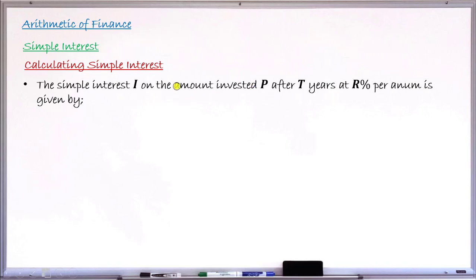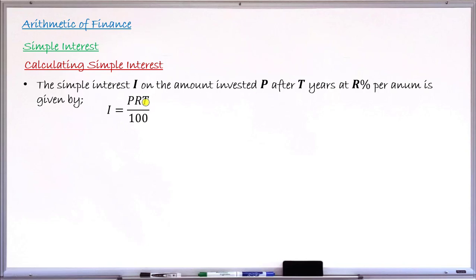The simple interest, denoted by capital letter I, is given by this simple formula: I equals PRT all over 100. That is P times R times T divided by 100. Where P is the amount of money invested or saved, R is the rate of interest the bank charges or offers, while T is the duration in years. When you substitute in this formula and simplify, what you have in the end is the amount of interest that money will generate after a period of T years.